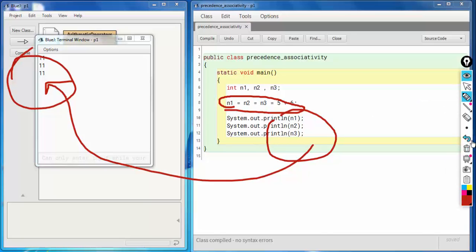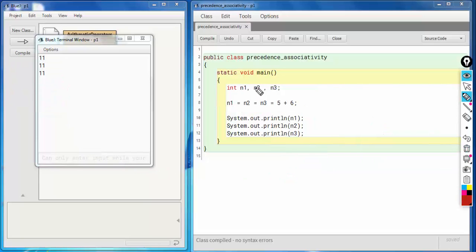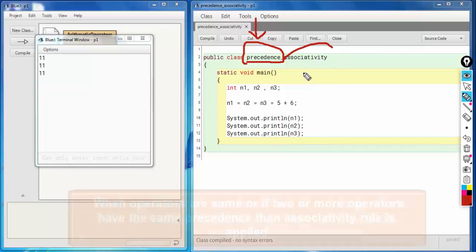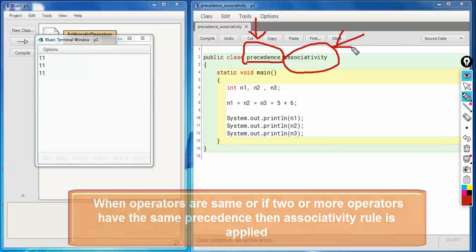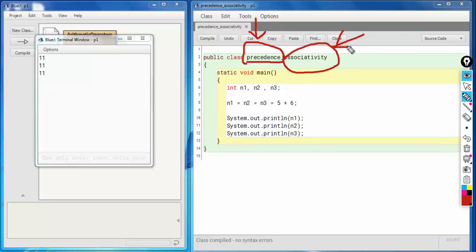To summarize, precedence decides the order of execution of operators in an expression if the operators are different. If the operators are the same, then associativity will decide the order of execution. These two points you need to remember.